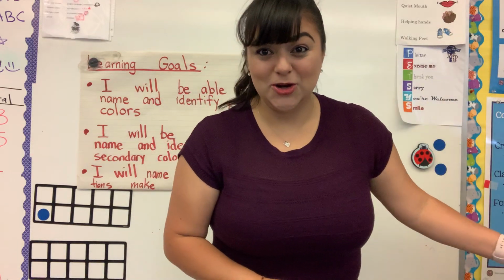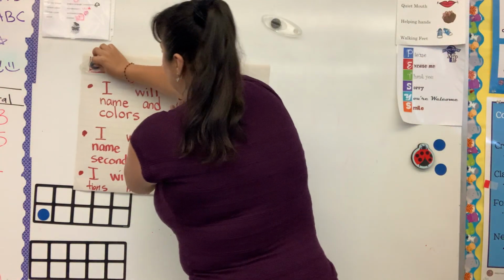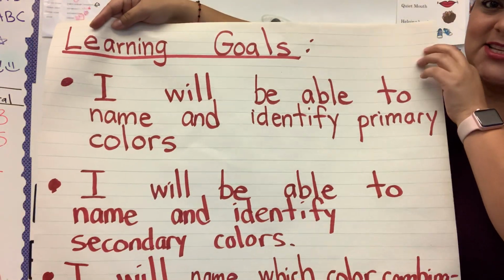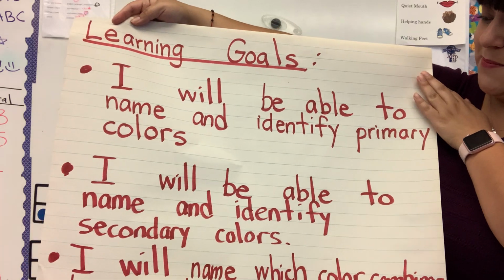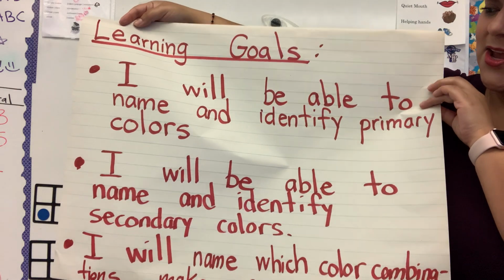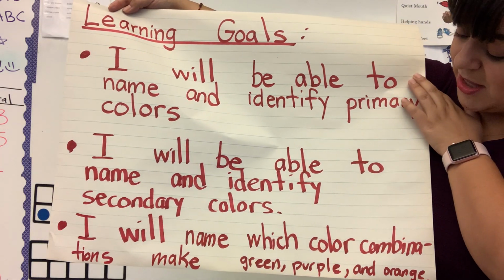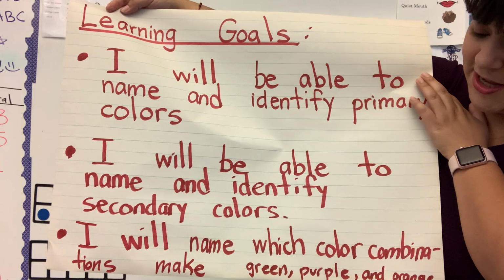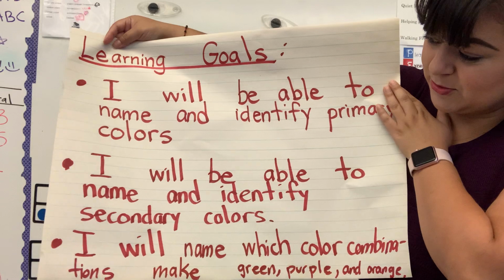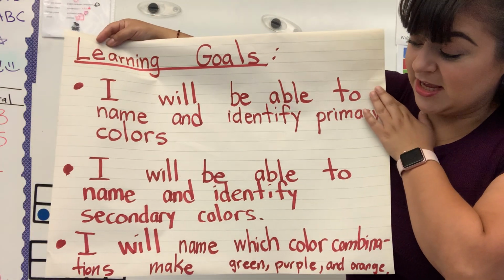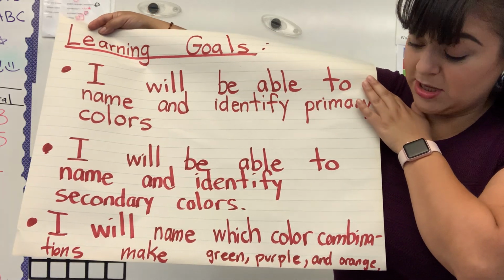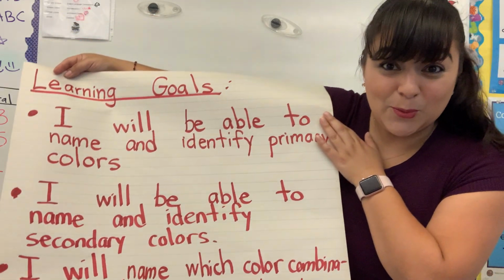Okay, so let's go over our learning goals for today. Our first learning goal says, I will be able to name and identify primary colors. Our next learning goal is I will be able to name and identify secondary colors. And our last learning goal, and that's your home learning for today, is I will name which color combinations make green, purple, and orange.